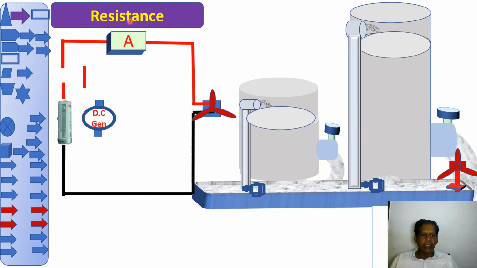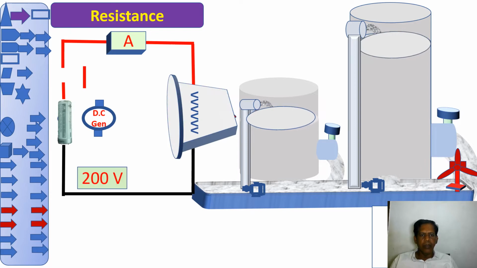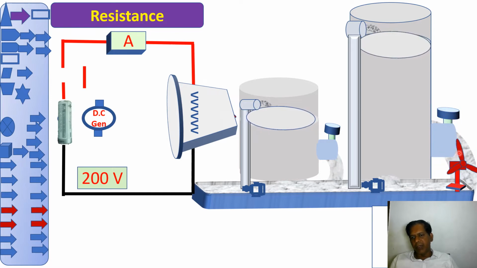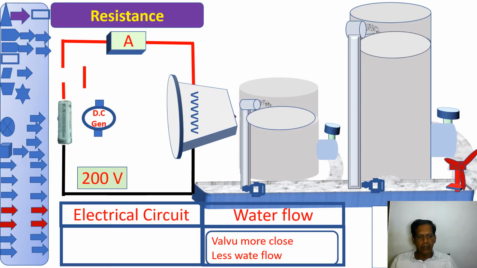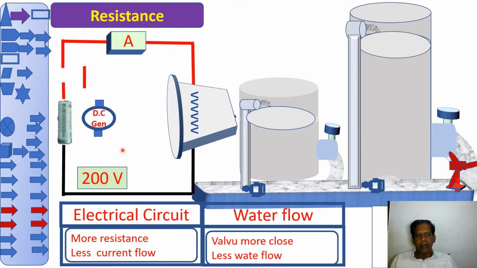Now let us see what is resistance. This is a lamp which has its own resistance. This resistance will oppose the current flow through it. Let us compare it with the water circulation. If I close this valve more, then what will happen? The water flow will be less. Similarly, if this resistance is more, current will be less.